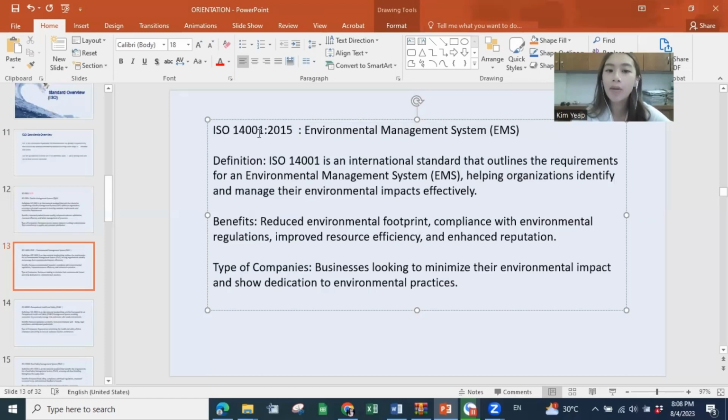Okay. So when a company comes to SQC Penang and says, hey, we need ISO 14001, our consultant goes to their company and makes sure that they follow the ISO 14001 standard, right? And after following the standard, what kind of benefit will the company receive? First, they will see a reduced environmental footprint. They will comply more with environmental regulations.